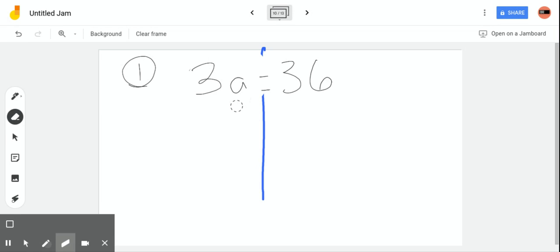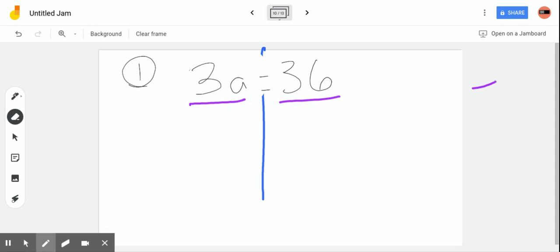So what's the opposite of multiplying? Dividing. Good job. So what's the opposite of multiplying by 3? Dividing by 3. We need to isolate the variable by doing the opposite operation. It's being multiplied by 3, so we got to divide by 3. And remember, we don't always need a little dividing sign. We can just use the fraction sign. Divide by 3. But remember, if I do it to one side, I have to do it to the other side. So I'm dividing both sides by 3.